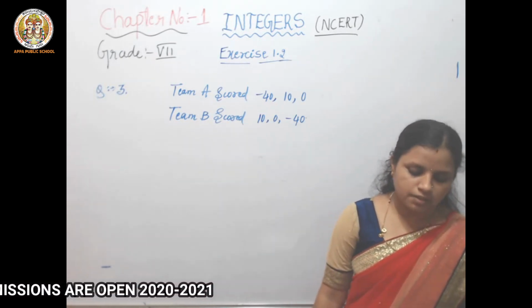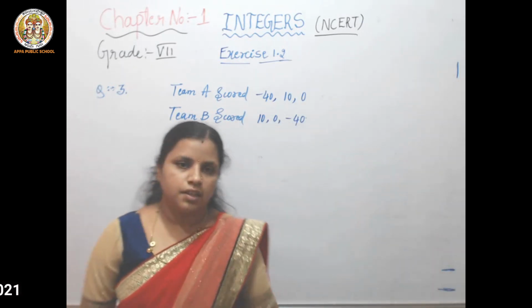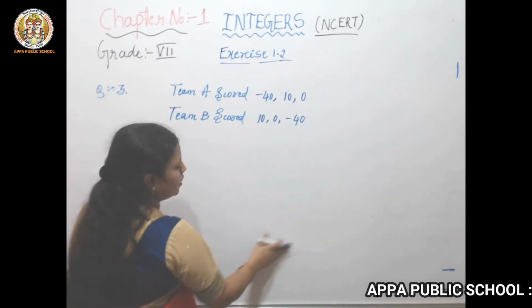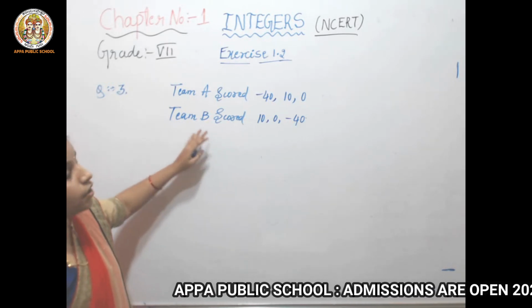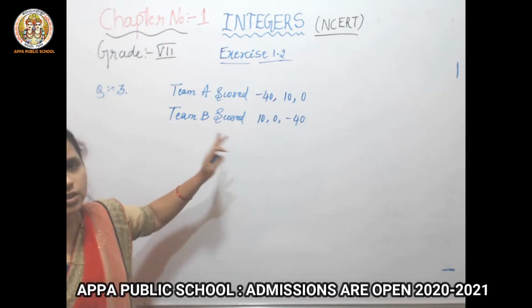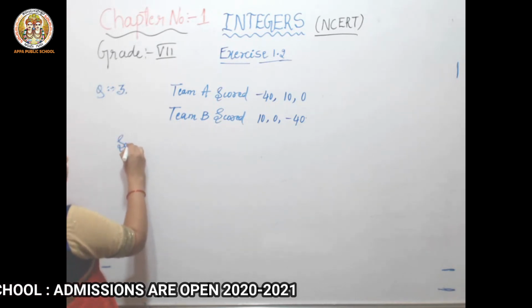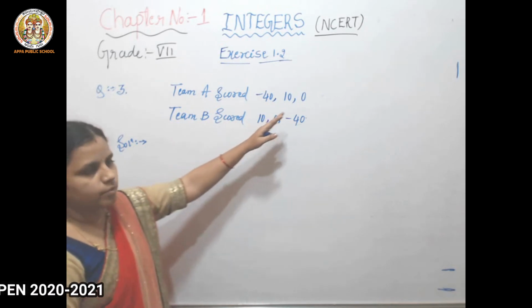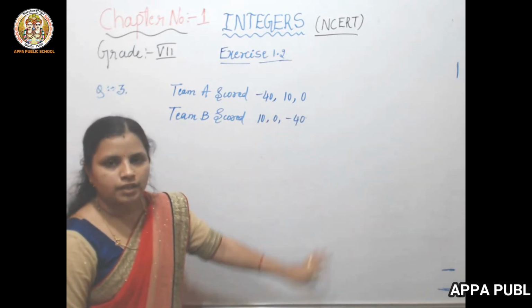Can we say that we can add integers in any order? So first I will solve the first question and afterwards we will come to the second question. The first question asks, which team scored the more marks? The solution: already we have Team A scored minus 40, 10, 0. Team B scored 10, 0, minus 40.